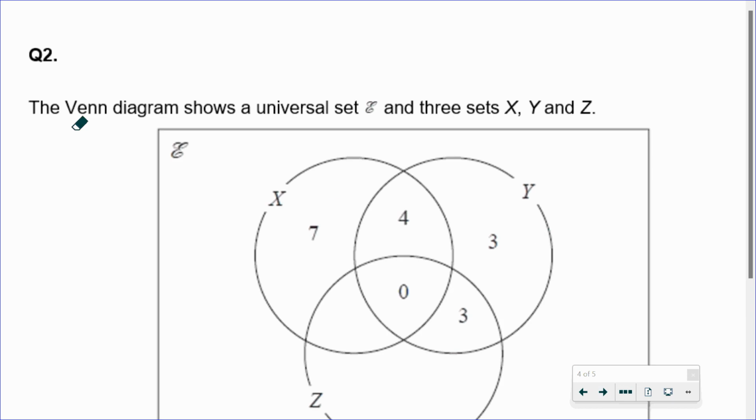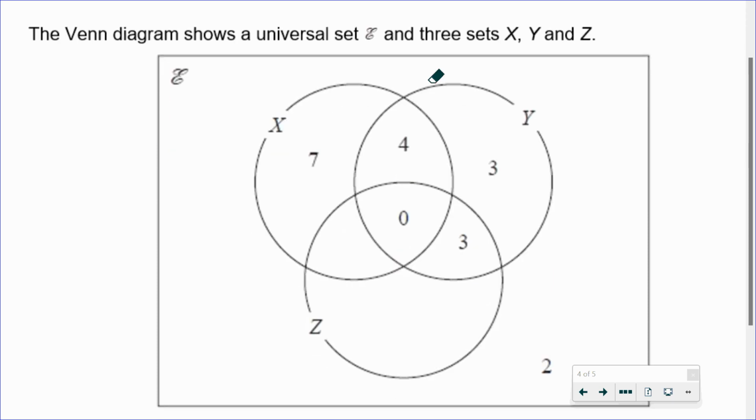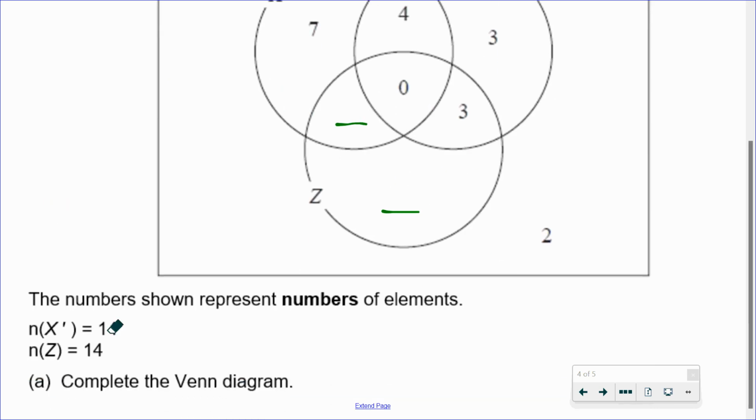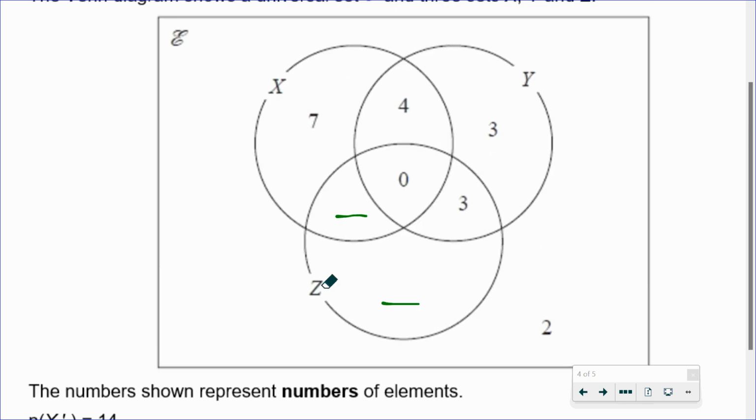Okay, question 2. It says the Venn diagram shows a universal set, epsilon, and 3 sets x, y, and z. You can see there are some missing bits here, this one and this one. It says the numbers shown in each bit shows the number of elements. So there's 7 people here, 4 people here, so on and so forth. It then says n in brackets x dashed is equal to 14. That means the number of elements in the set x dashed, or the number of elements not in set x, is 14. Well, let's look at all those numbers first of all.